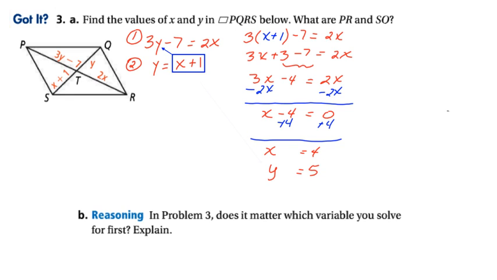Once you have x equal to 4, go ahead and take that and put it into your second equation, where you have y is equal to x plus 1. So if x is 4, that means y is equal to 5.